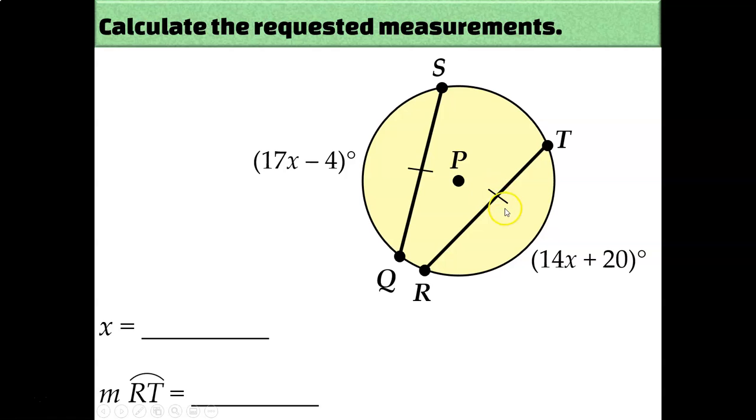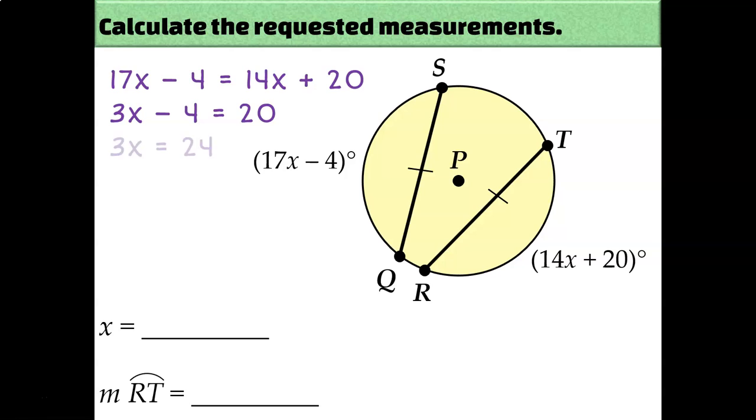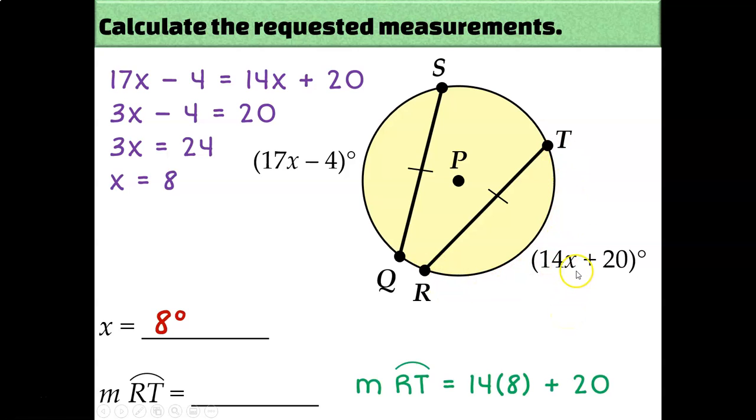Since these two chords are marked as congruent, I know that these two arcs are congruent as well. So I can set up this equation, 17x minus 4 equals 14x plus 20, and solve. So I get an answer of x equals 8, and I can use that information to figure out the measure of arc RT by plugging 8 in for x. So 14 times 8 plus 20 tells me that the measure of that arc is 132 degrees.